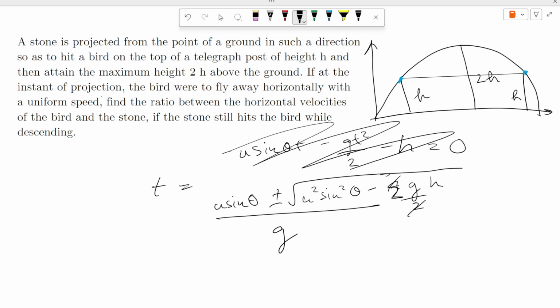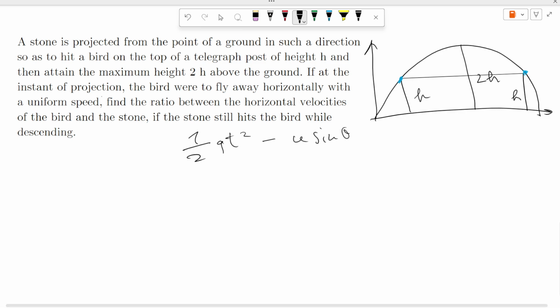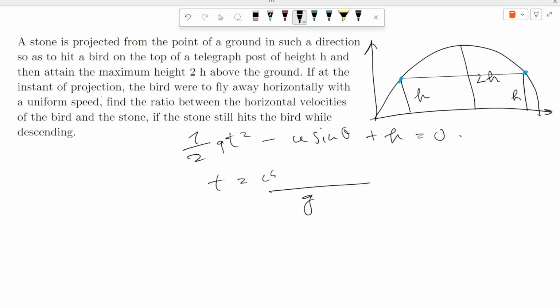Oopsie. Let me just rewrite it once again. So the equation was 1 by 2 gt squared minus u sine theta t plus h equals 0, right? So solving gives us g upon u sine theta plus minus under root. How do we proceed with this? Okay, this seems very tricky. Yeah. Okay, I think I got it.